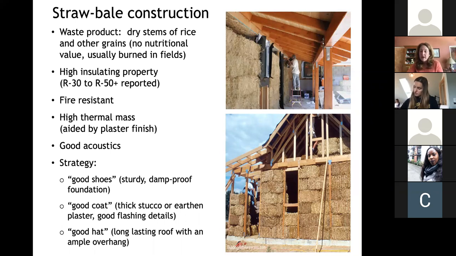One of the phrases I've heard about the strategy for straw bale construction is you need good shoes, a good coat, and a good hat. That refers to the need to have a really good, sturdy, damp-proof foundation, some kind of stucco or earthen plaster, and a big overhang on the roof that protects the walls. But these have been known to last for a very long time.